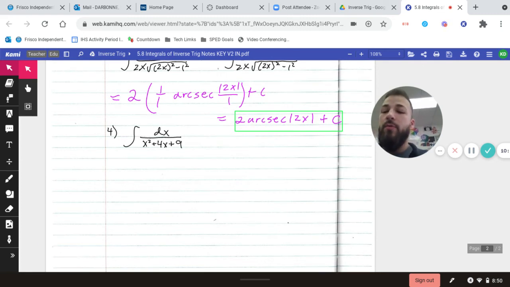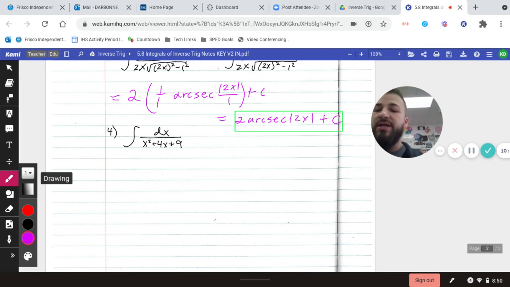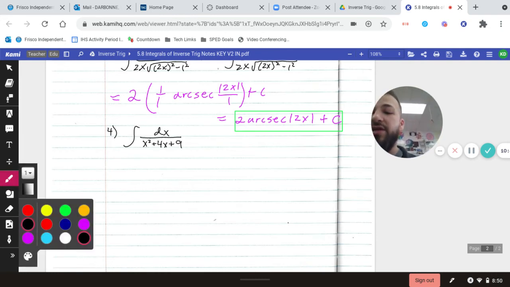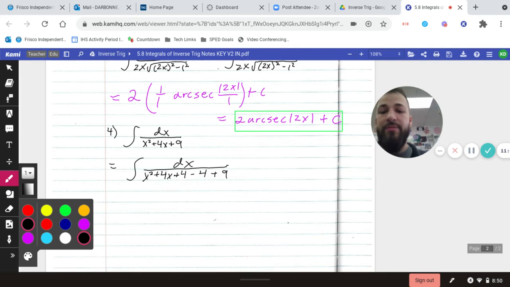Okay, but we are actually going to make it just a little bit easier on ourselves, because what we can do is we can do what's called completing the square. It's a way for us to be able to factor this into something nice and pretty, into something squared, even though I don't actually have a perfect square trinomial right now. So I can change this bottom to be dx over x squared plus 4x plus 4 minus 4 plus 9.